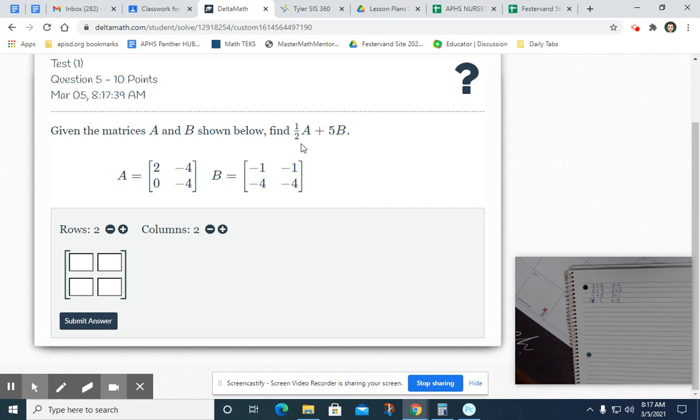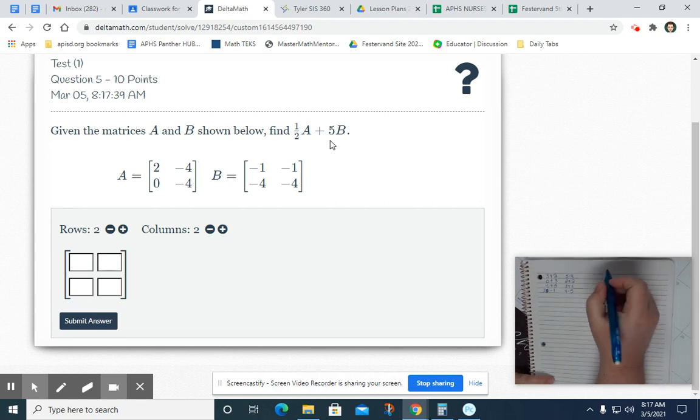Okay, now I want 1/2 of A plus 5B. So we're going to have 1/2 of 2 plus 5 times -1. 1/2 of -4 plus 5 times -1. 1/2 of 0 plus 5 times -4. And 1/2 of -4 plus 5 times -4.